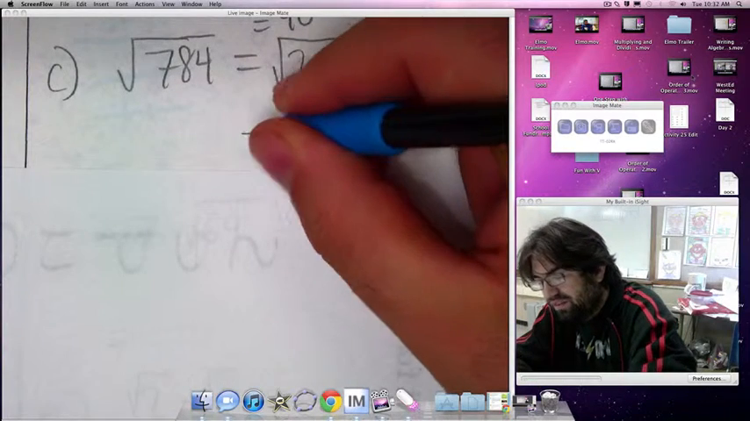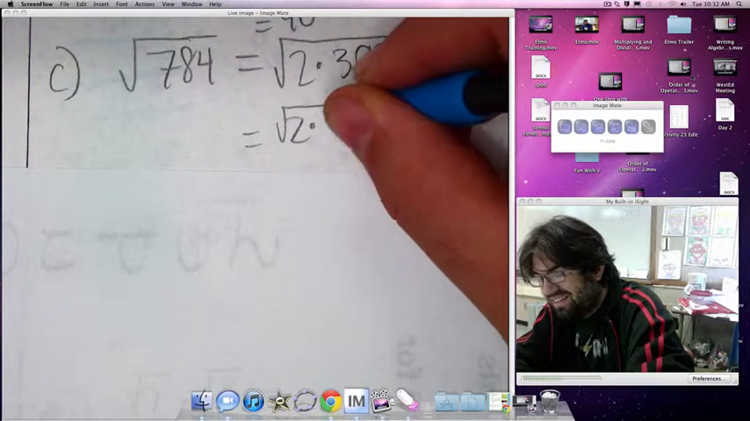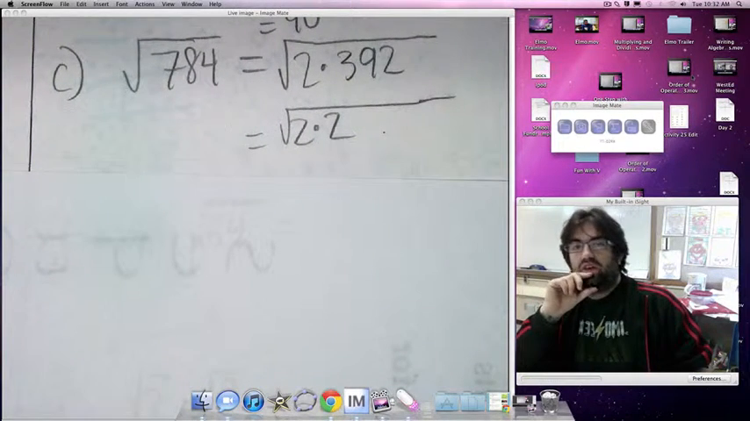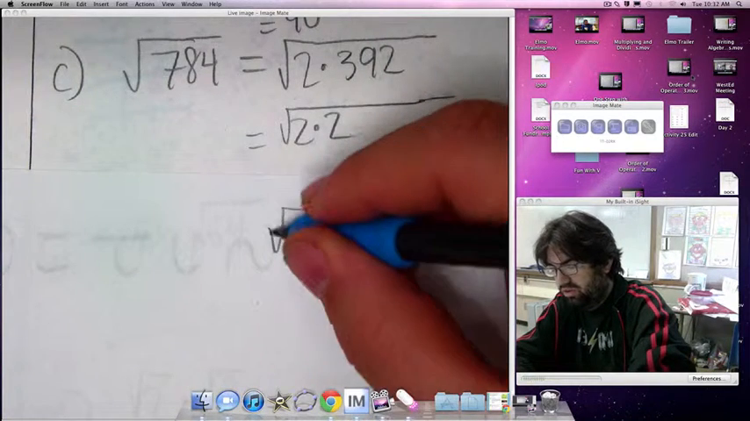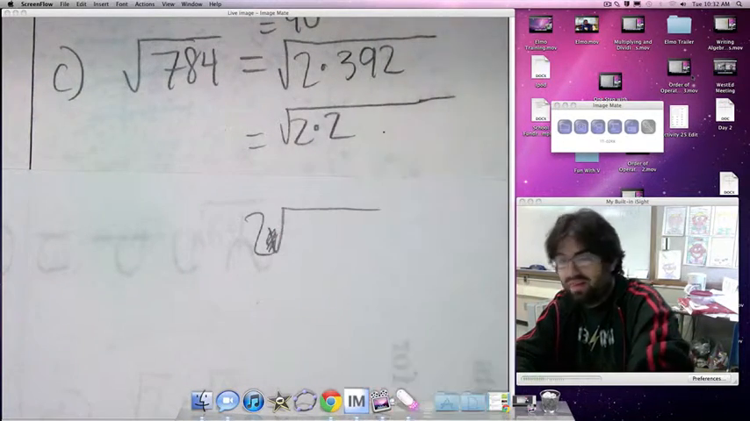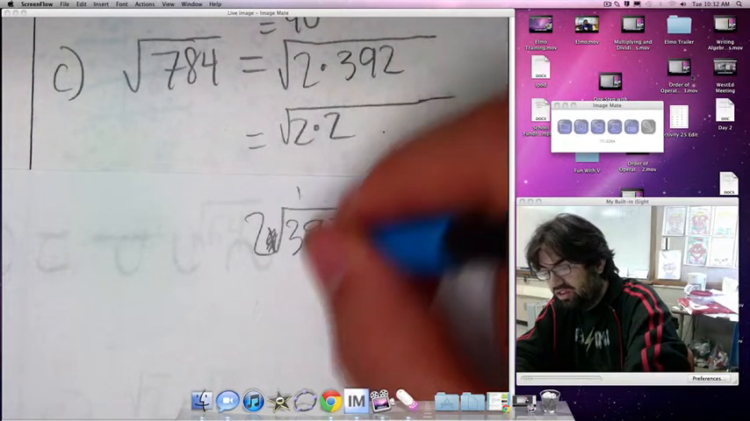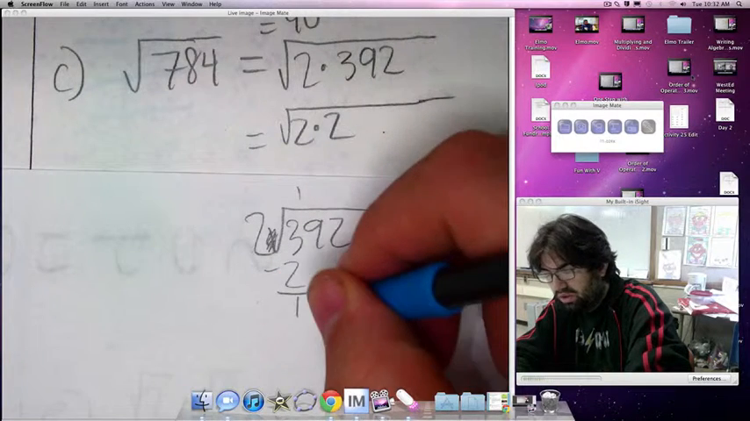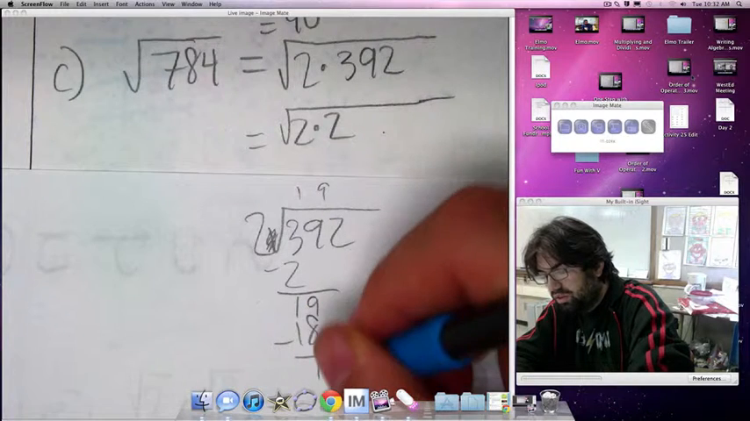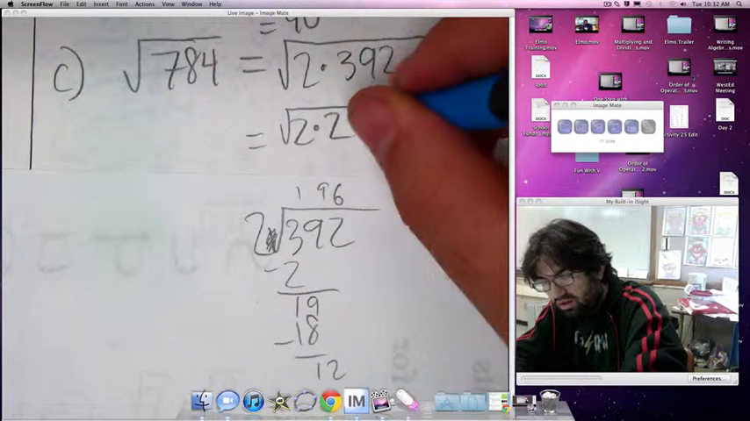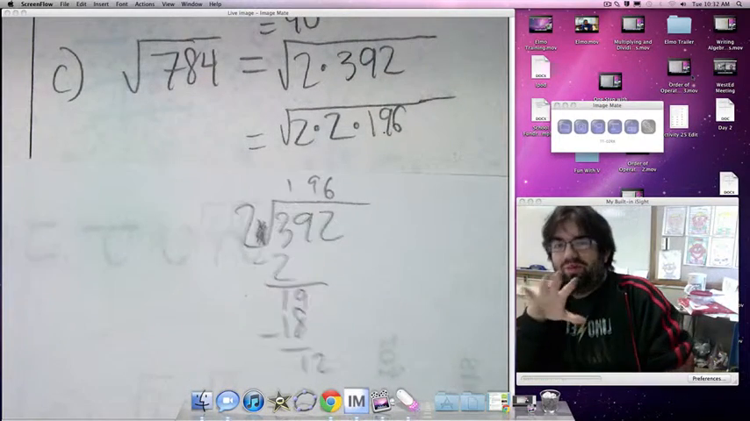Let's do it again. I'm going to keep that first 2. I know I can get a second 2 out of it. 392 divided by 2, and this one I'm going to do. Sorry, don't do that one. Oh, so that symbol, the square root and the divide symbol, easy to mess up, right? Pay attention to that. See, that goes in once. Bring down 9. That goes in 9 times. We're in minus 18. Hey, look. Times 196.